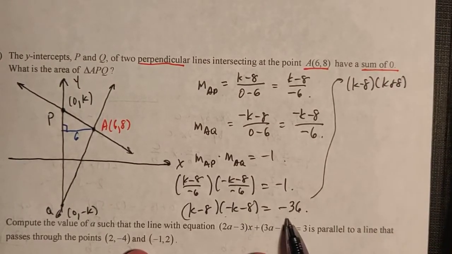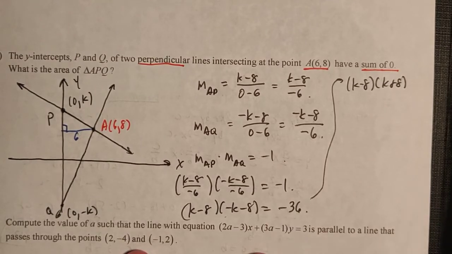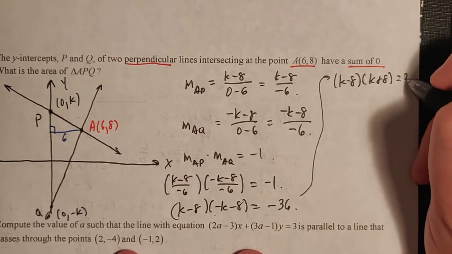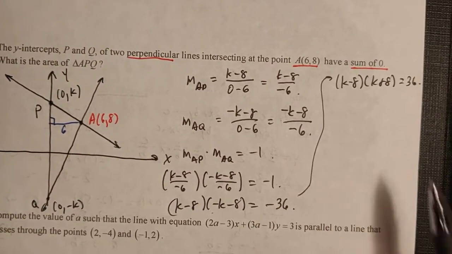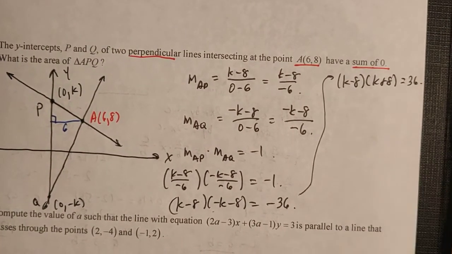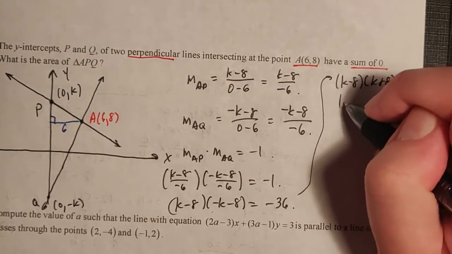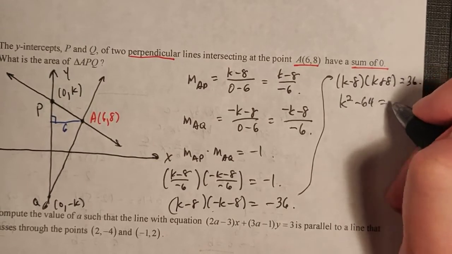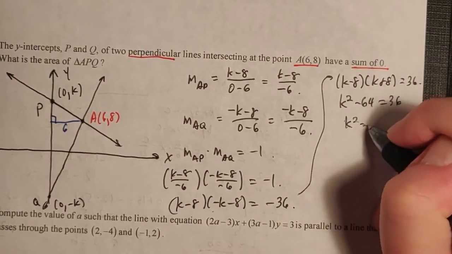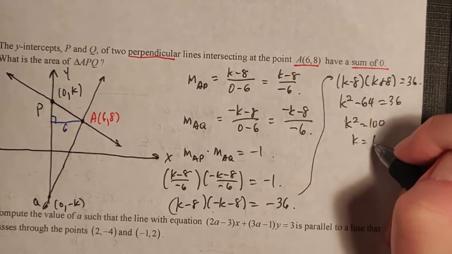Now that negative 1 has nowhere to go. That negative 1 can cancel out with the negative 1 on the right-hand side. The right-hand side has a negative 36 here, so I can divide by negative 1 on both sides, and we end up with 36 here. Now, how convenient that we have (K minus 8) times (K plus 8) is 36. That actually works out really well. This is just a difference of perfect squares. This K squared minus 64 is 36. So you get K squared is 100, and therefore K is equal to 10.